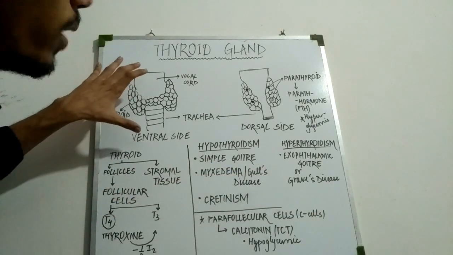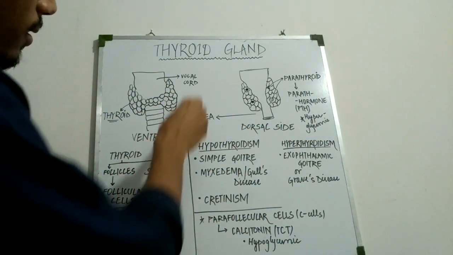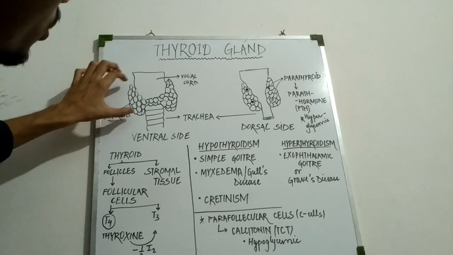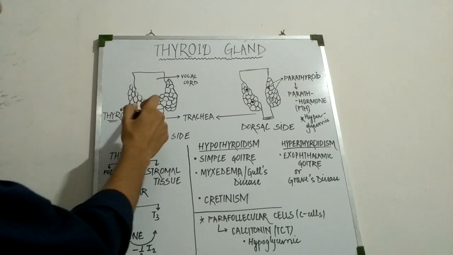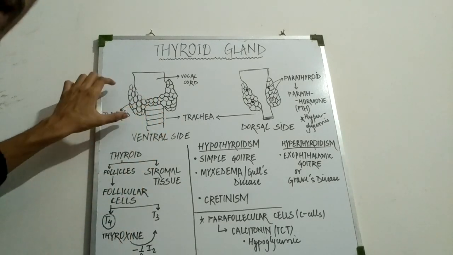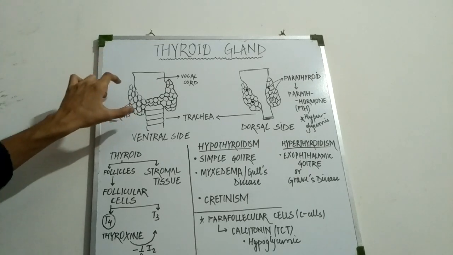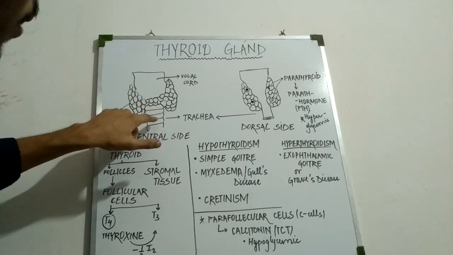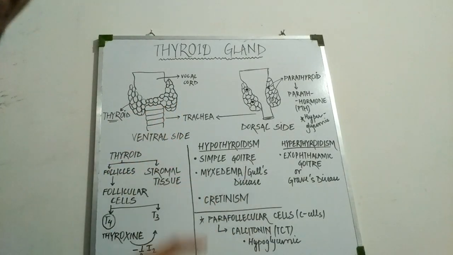You can see this is the ventral side, and this portion is the thyroid gland. This entire portion is the thyroid gland. I have shown it very peculiarly, just to focus on the thyroid gland. This is the trachea, and you can see this part of the thyroid gland is covering the trachea.